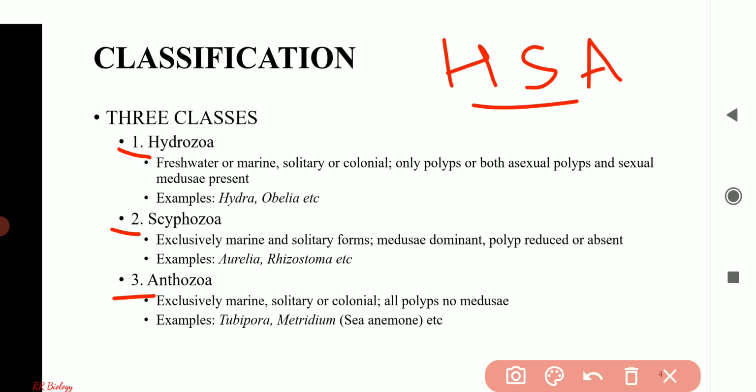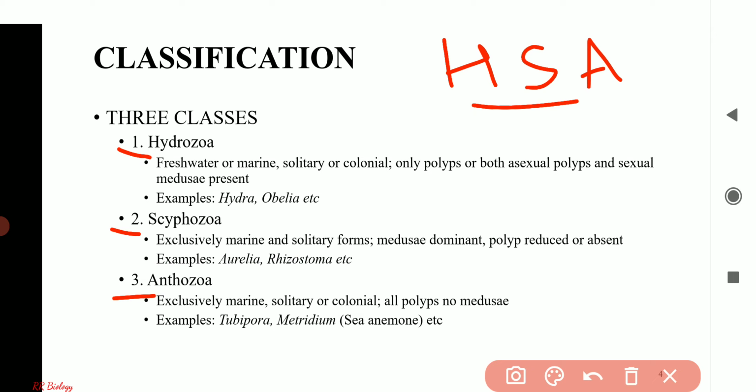Now this Scyphozoa is exclusively marine, and solitary forms are here. Please focus on this point. Medusae are dominant here. Polyps are reduced forms, or even polyps may be absent here. Now the examples may be Aurelia and Rhizostoma. You can simply Google these terms and see pictures of these organisms for more clarity.